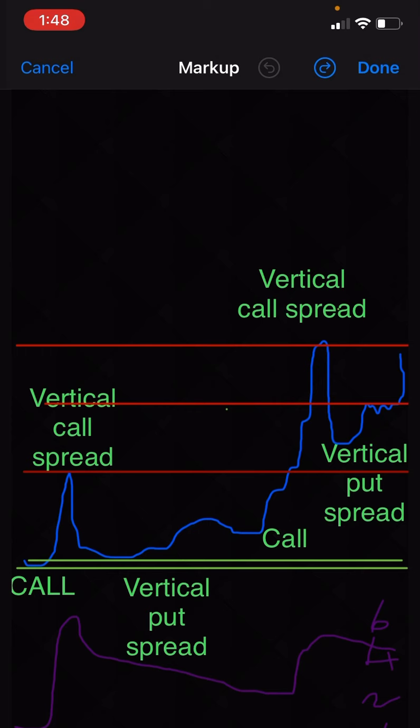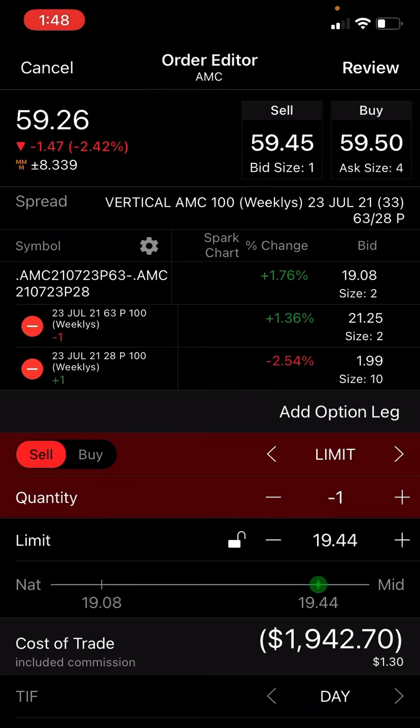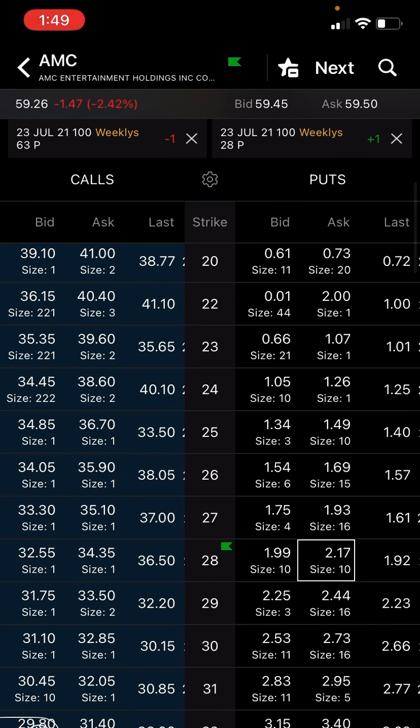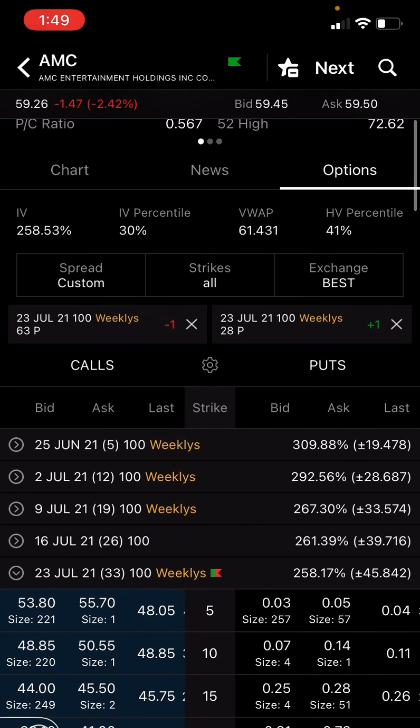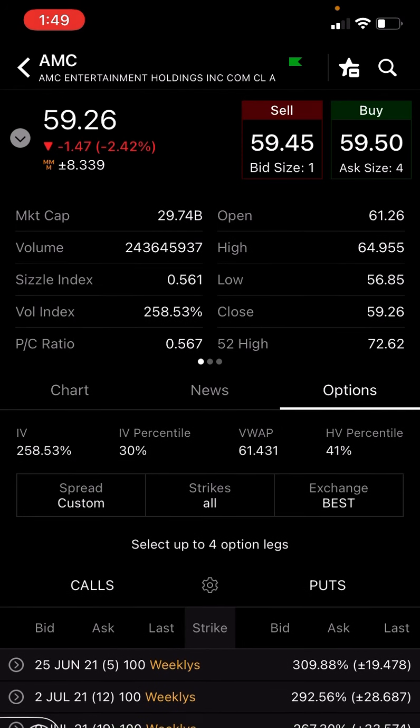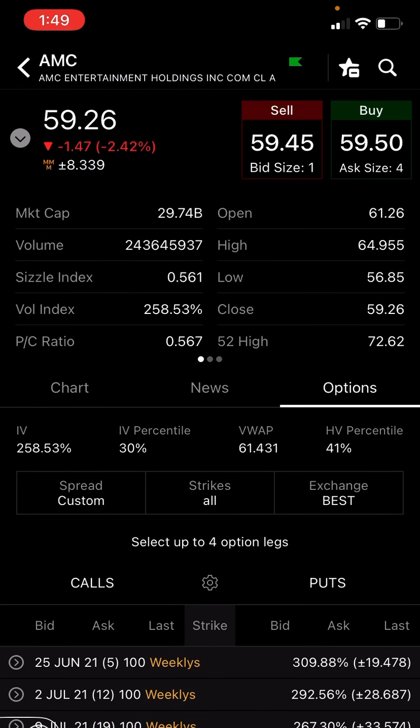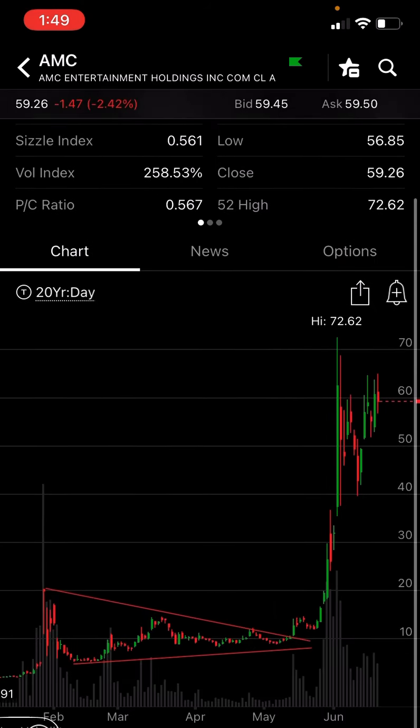Now, the way to get the vertical put spread, I'm gonna show you right now. Let's go back to TD Ameritrade. So we go to TD Ameritrade right here, and we're going on an option chain, okay? First thing I want to do, for example, I'm gonna go to options. Obviously, first, I'm looking at the IV. I'm looking at the chart.